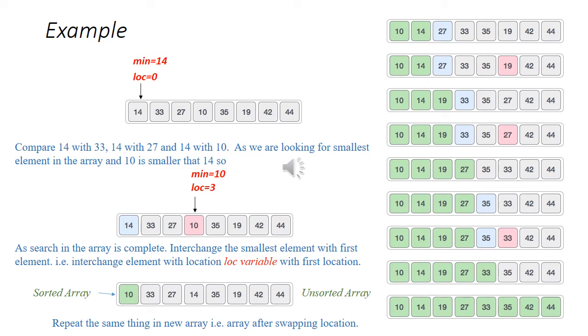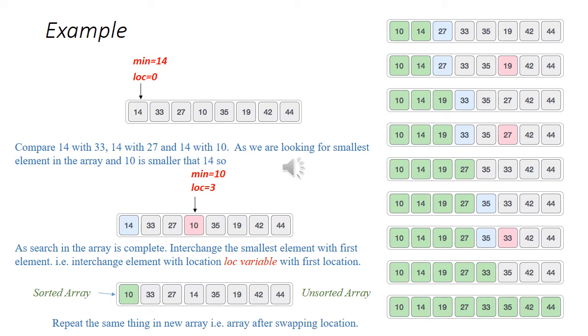Now again, you repeat the same thing in the new array, that is the array after swapping location. That is, you are again going to search for the smallest element in the unsorted array. You start with 33. In this new array 33 is the smallest, but when you compare with 27, you find that 27 is the smallest. But when you compare with 14, you find 14 is the smallest. When you compare with 35, again 14 is smallest. You compare 19, 14 is smallest. 42, 14 is smallest. Comparing 14 with 44, 14 is smallest. So now you are going to interchange this 14 with the leftmost element of the unsorted array, that is 33.